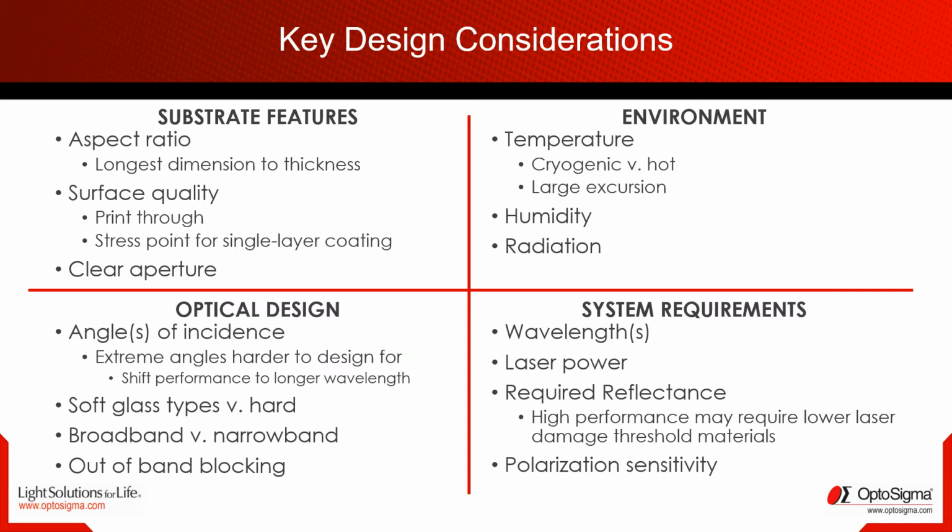Also, broadband coating is typically going to be more complex than a narrowband coating. And if out-of-band blocking is needed, then there may need to be performance trades made. Finally, from the system level, the wavelength of use may eliminate the use of certain materials in the design, and that can also have an impact on achievable performance. And that goes with laser power density as well.